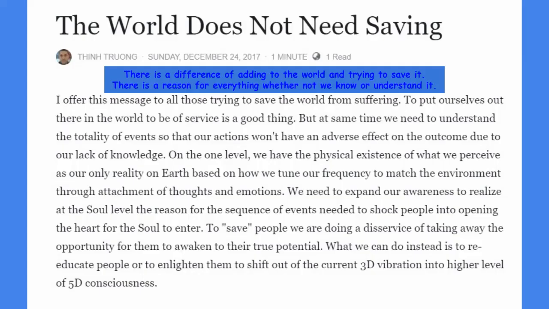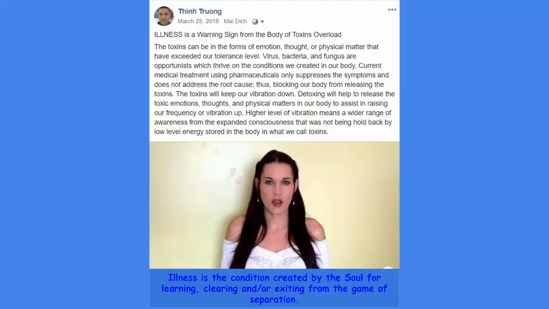There is a difference of adding to the world and trying to save it. There is a reason for everything, whether or not we know or understand it. Illness is the condition created by the soul for learning, clearing, and exiting from the game of separation.